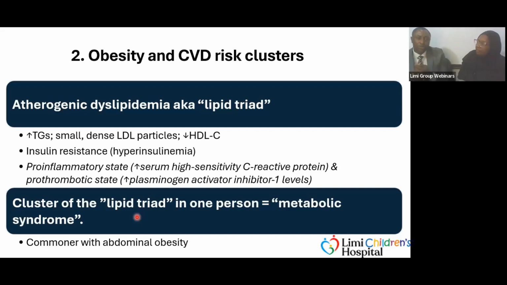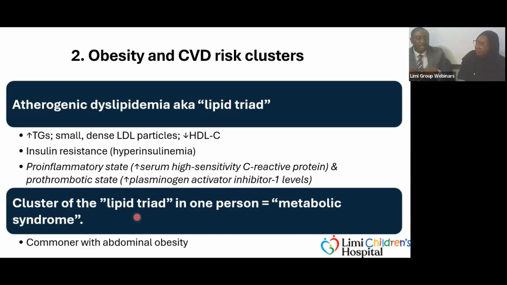All right, so we have spent some time talking about the dyslipidemias as the first cardiometabolic risk. So we go to obesity, and the related cardiovascular risks are clustered together. Know that the atherogenic dyslipidemias are also called the lipid triad. We have a collection of three things: elevated triglycerides, the presence of small, dense lipoprotein particles, and lower than normal levels of high density lipoproteins.